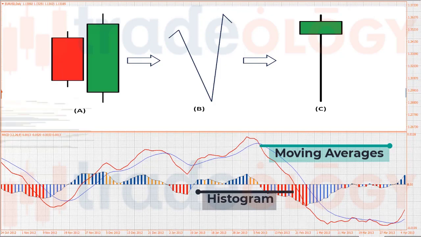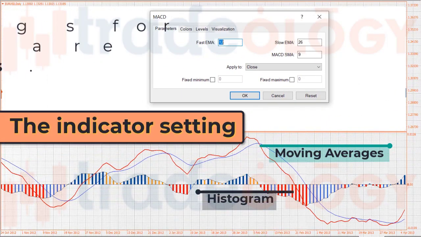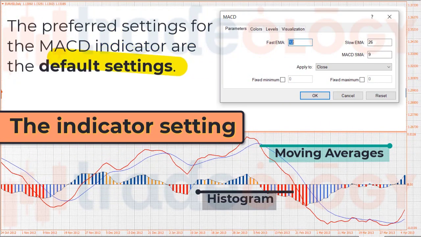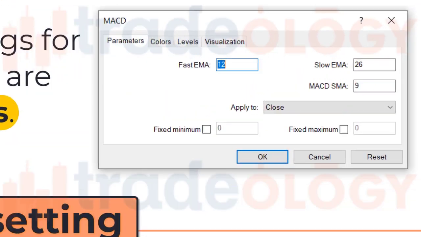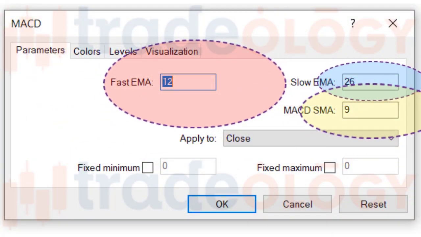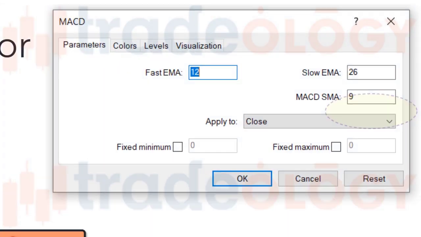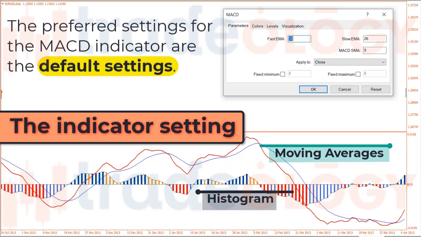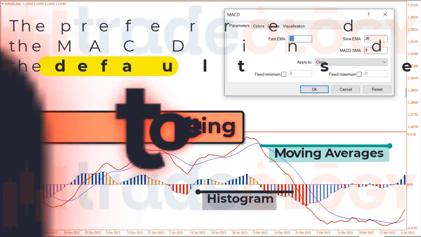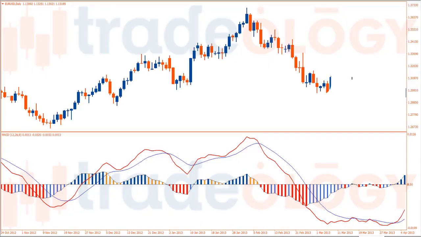What about the indicator setting? The preferred settings for the MACD indicator are the default settings. And now, let's move forward to the most important part of this video: the buy or sell rules of the MACD Trendline Breakout Strategy.